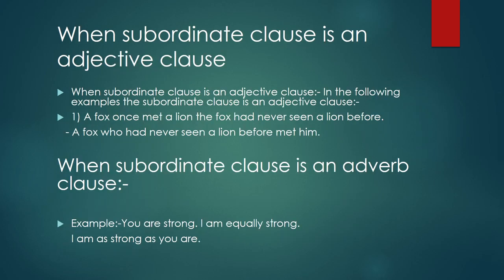When the subordinate clause is an adjective clause. Here the subordinate clause is an adjective clause. So in the following example, the subordinate clause is an adjective clause. A fox once met a lion. The fox had never seen a lion before. Right? So we have two sentences here. A fox who had never seen a lion before met him.